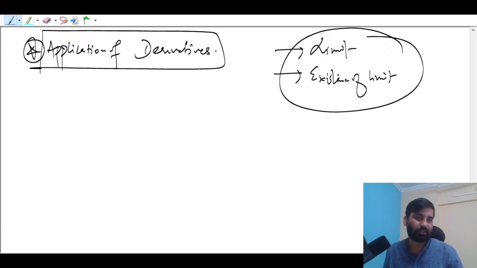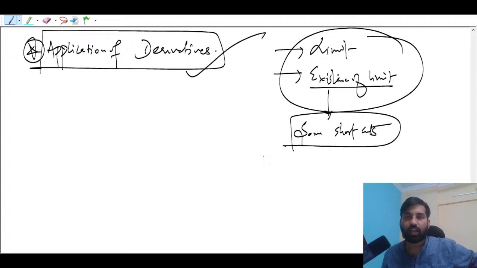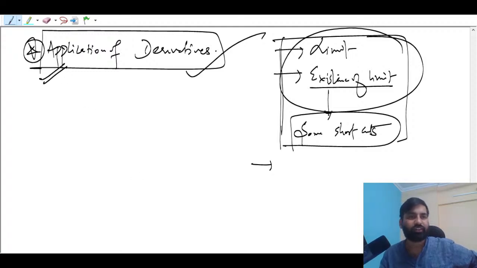But first of all we will cover application of limit, because in GATE, wherever questions come from, we have to discuss that graphically. We will try to compute limit, okay, and some shortcuts, right, after learning this. And application of derivative is the last topic, you can say, for single variable calculus.